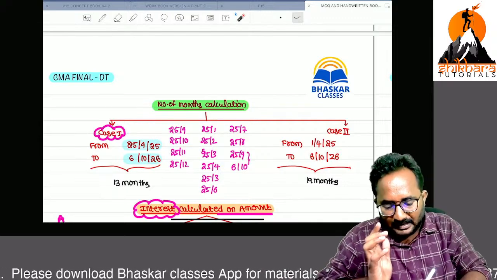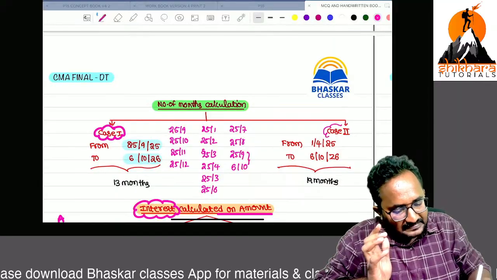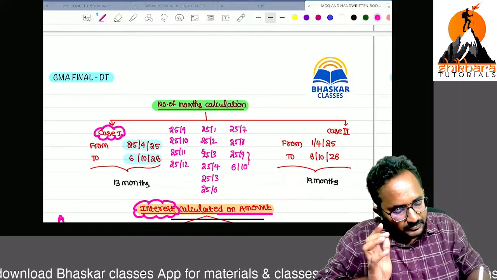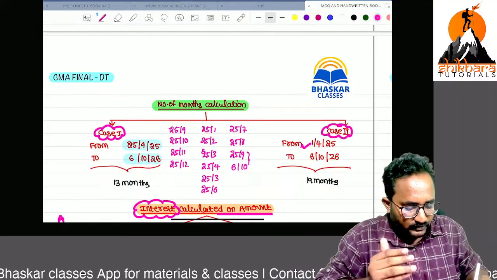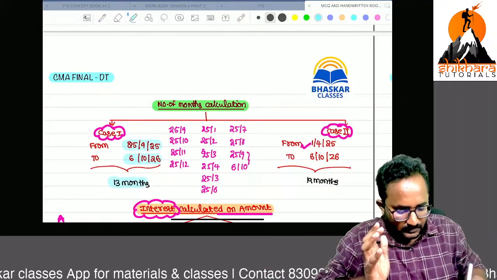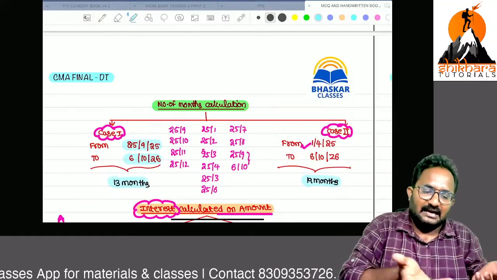Are you clear? But here, the period starts from the first day of the calendar month, so you will get it right anyhow. Calendar months you can take.